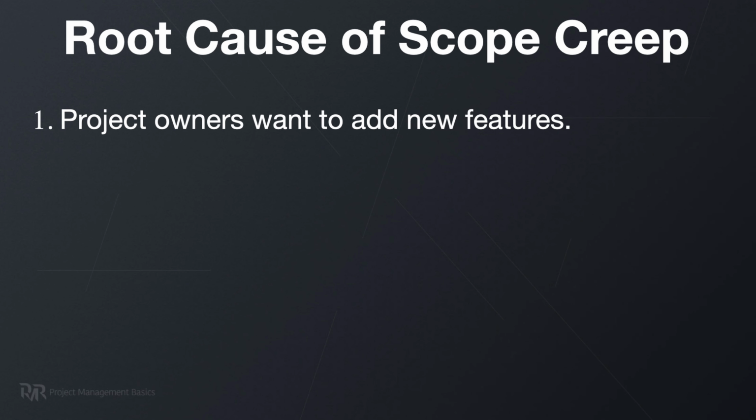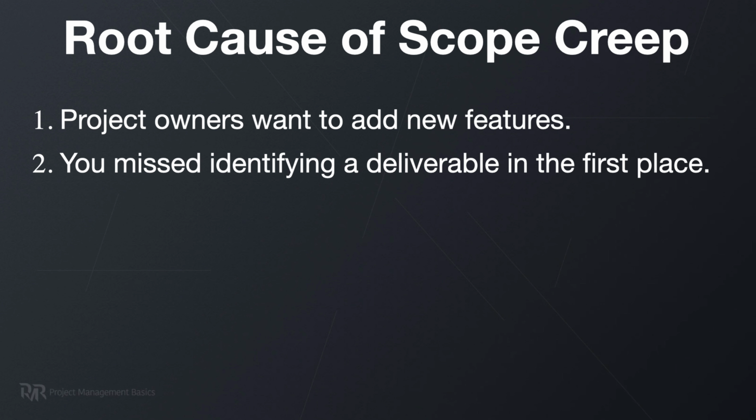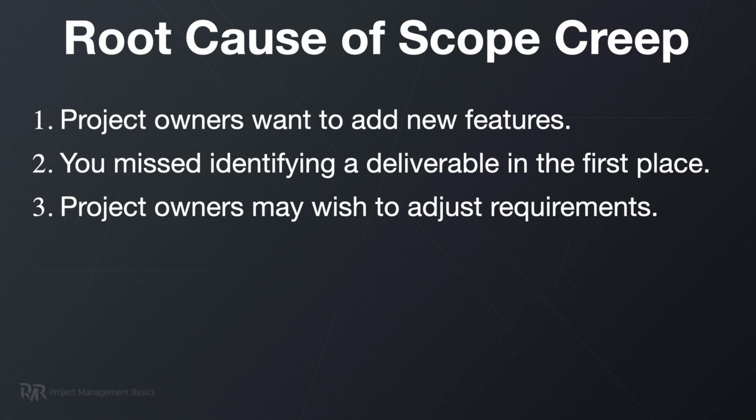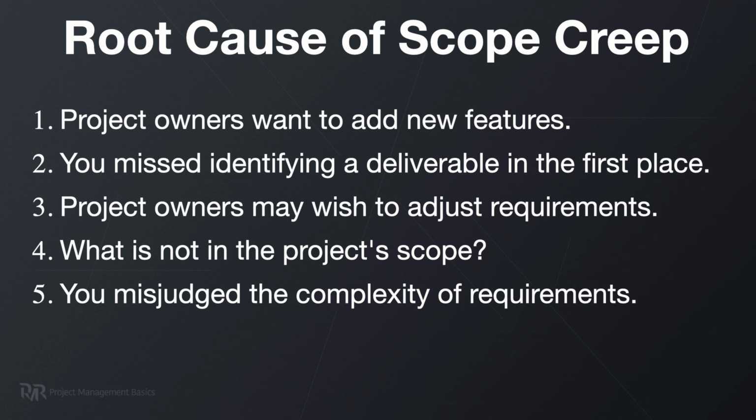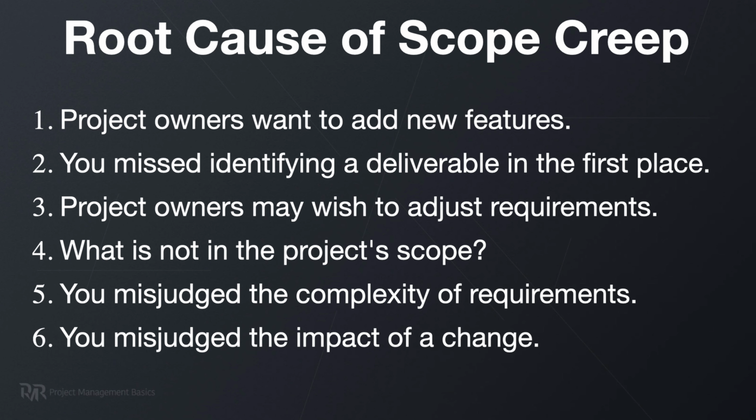There are many root causes of scope creep. So, for example, project owners want to add new features to the product, or you misidentify a deliverable in the first place. Project owners may wish to adjust requirements after seeing the product you created. Also, there might be a miscommunication about what is not in the project scope, or you misjudge the complexity of requirements or the impact of a change. So as you can see, scope creep may come from project owners, from your side, or even from things that are not under your control.